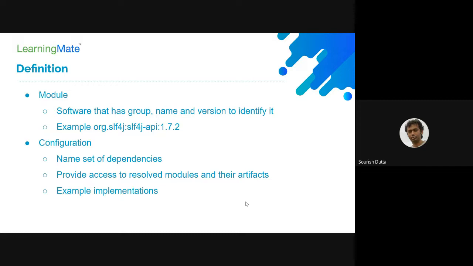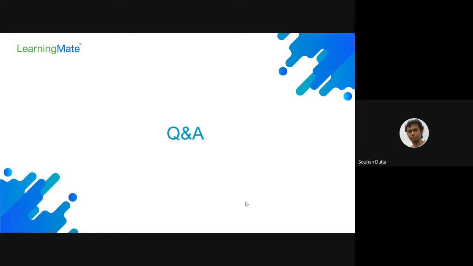Now, what is configuration? Configuration is a named set of dependencies, providing access to resolved modules and their artifacts. So implementation is there, test implementation is there. Those are examples of configurations.